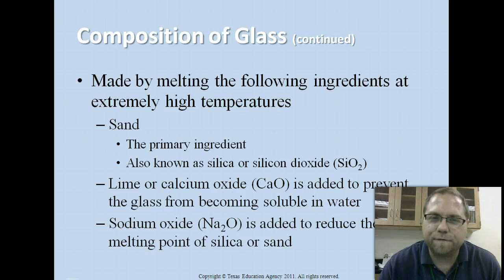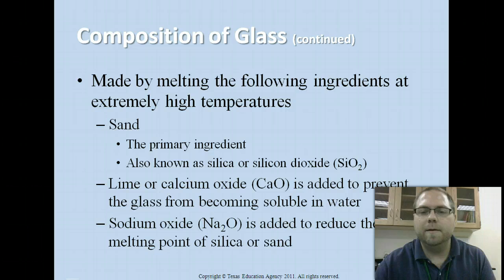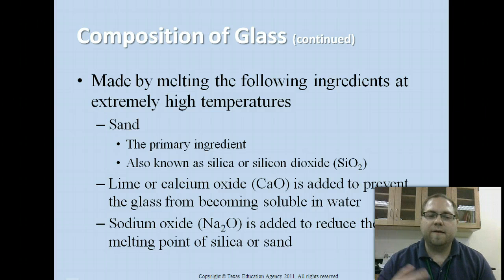This is how glass is made. First, you take sand. Specifically, you'll take silicon dioxide, also known as silica. You need to know silicon dioxide for sure, that is the main portion of glass. Generally about 3/4 of glass is made out of silicon dioxide. Then you take something else like lime, which is calcium oxide, and what this does is it stops the glass from becoming soluble in water, so it won't dissolve.